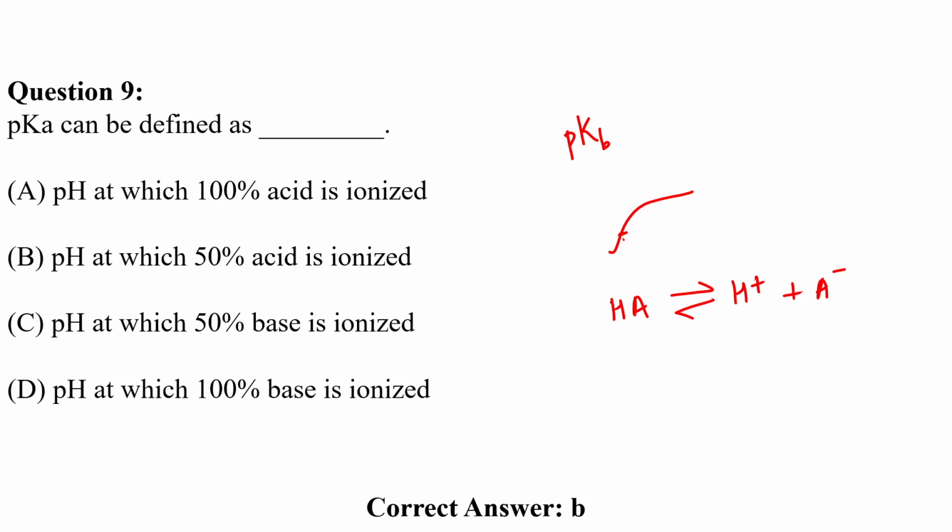If I keep on adding base to this acid, it will keep on dissociating and the pH will increase, but there will be a pH where only 50% of the acid will be in this form and 50% of the acid will be in this form. Basically, the reaction will be in equilibrium. That particular pH is defined as the pKa for that particular acid.